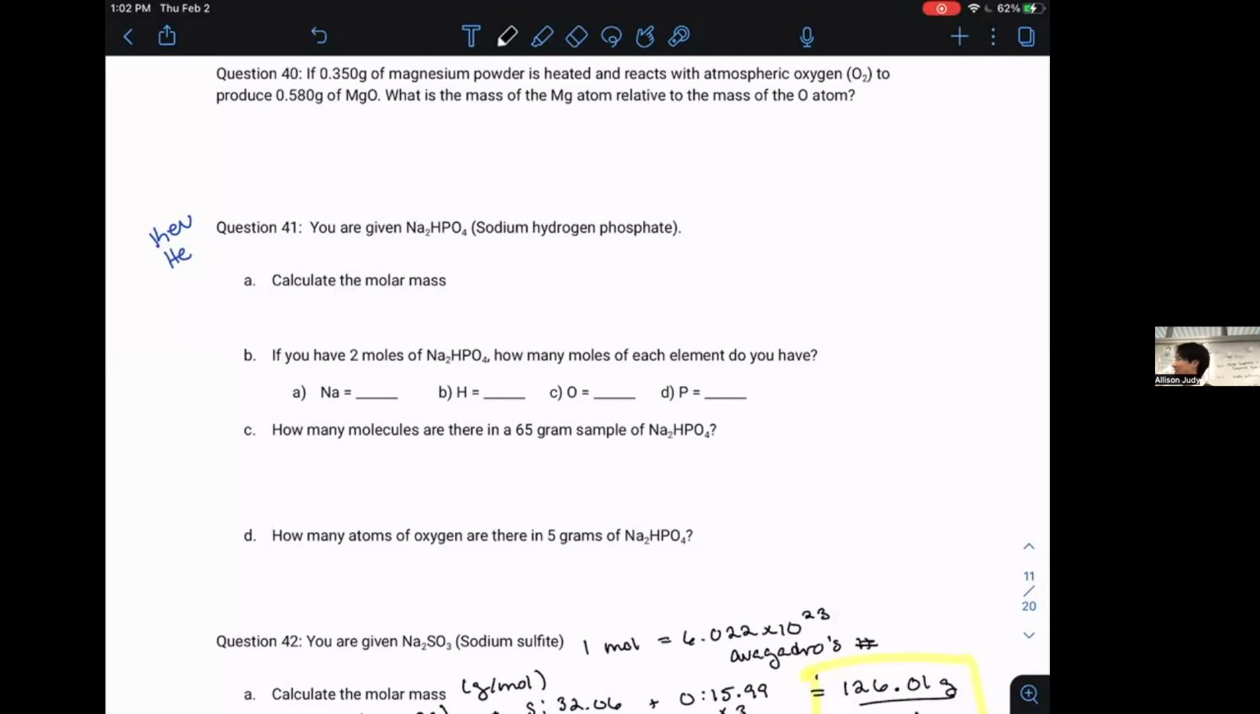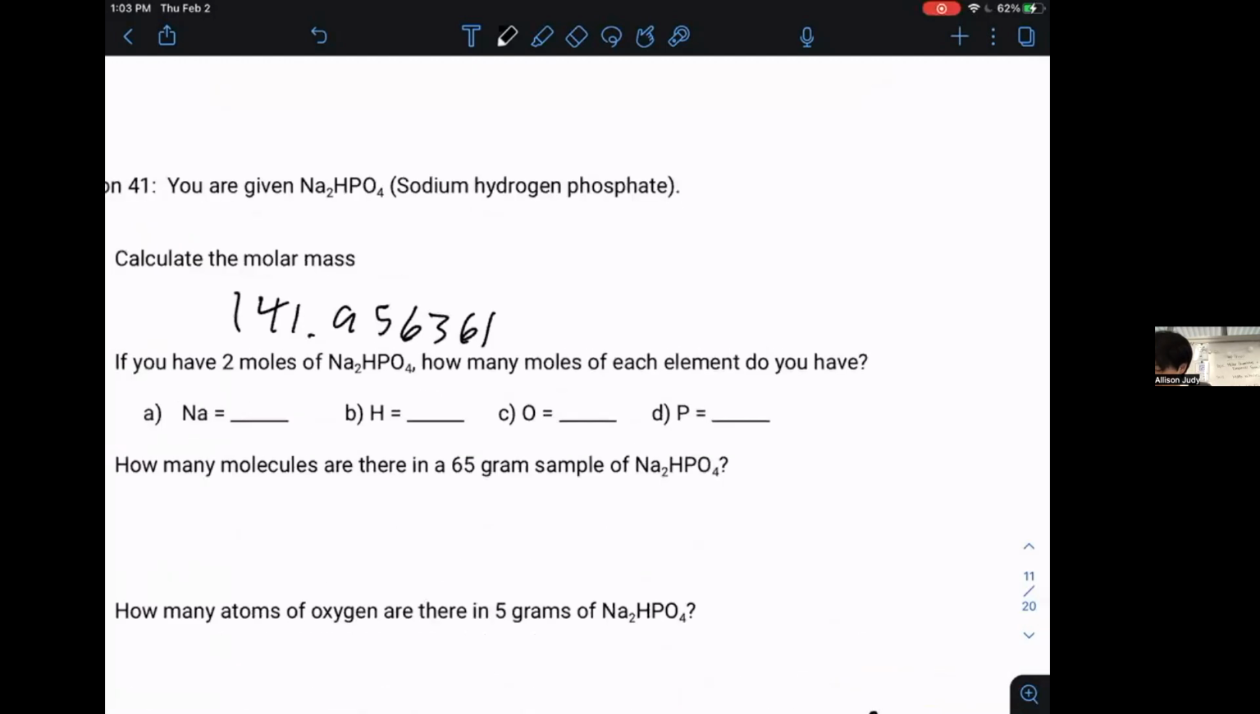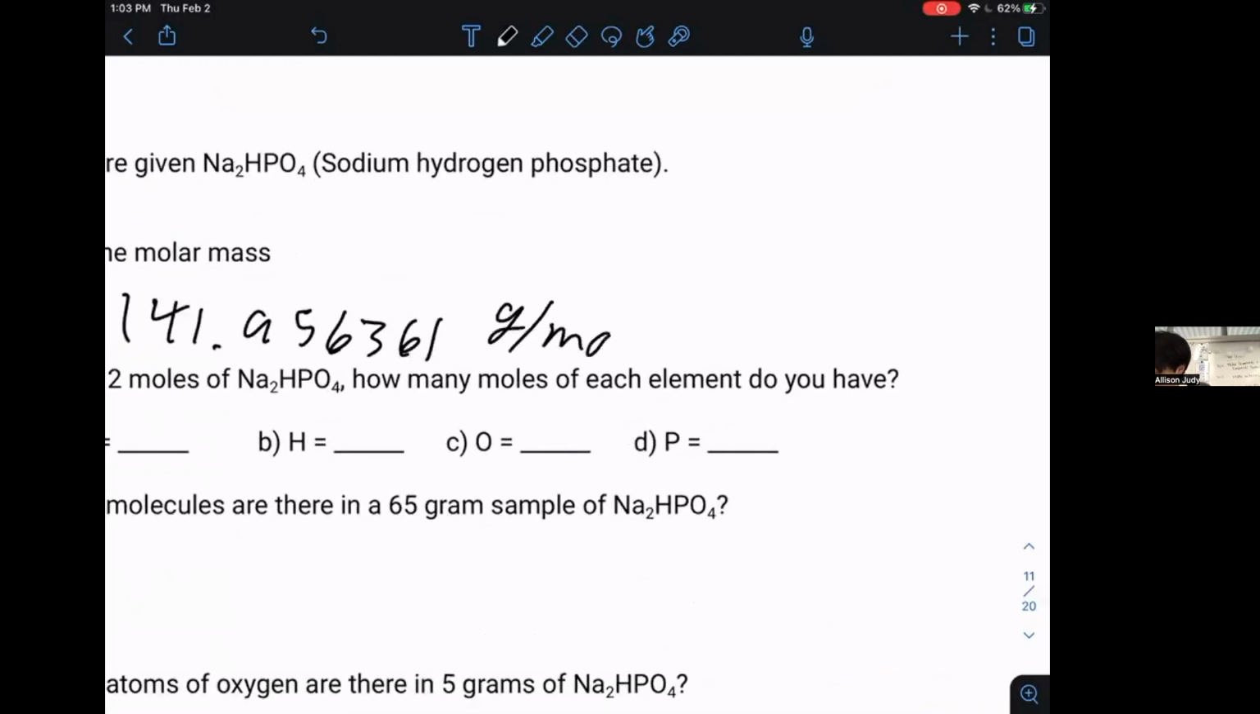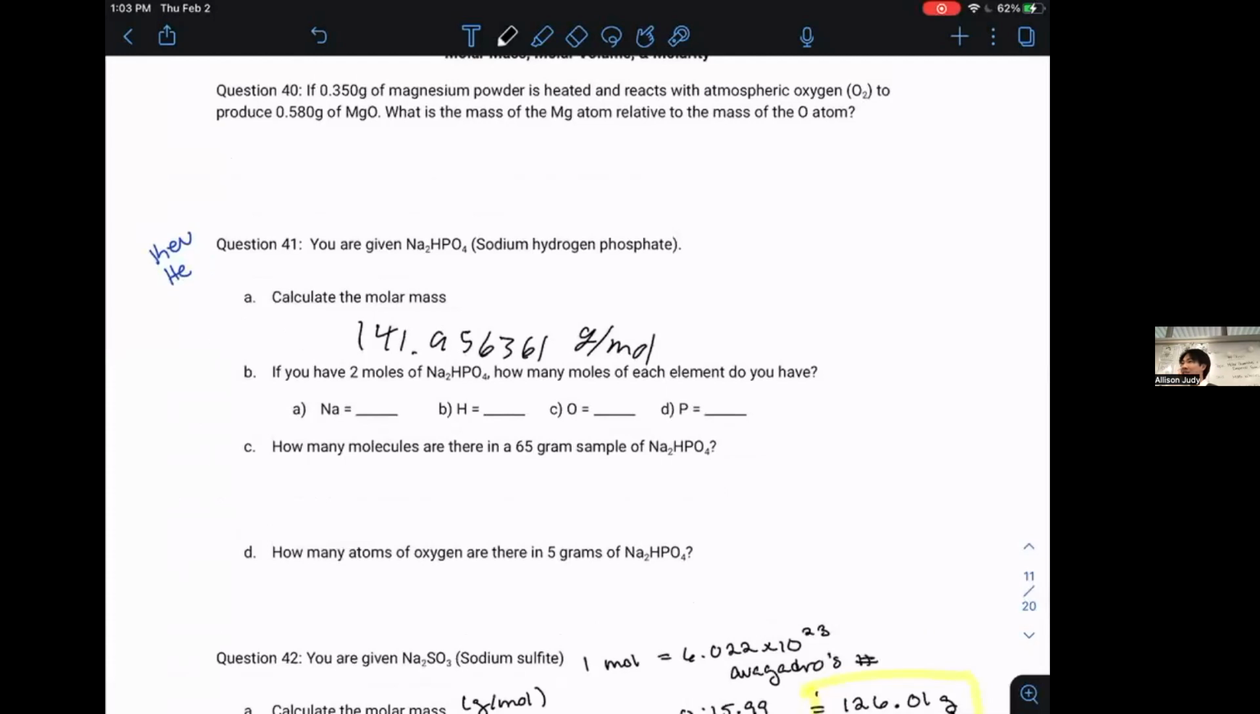One of you can do A, one of you can do B. So the molar mass of sodium hydrogen phosphate is 141.9 grams per mole. Did everyone get that answer? Roughly? Sure. I don't think you normally need that many decimal points.